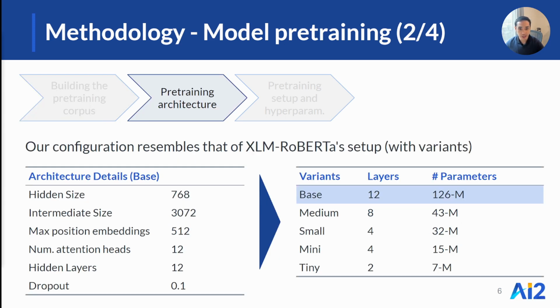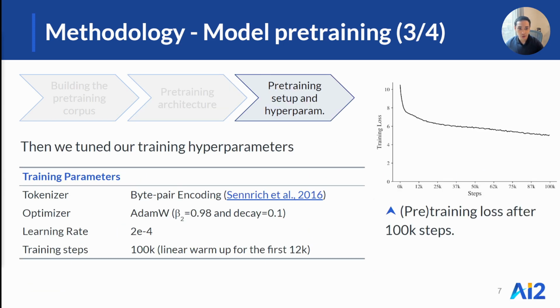For the pre-training architecture, our overall configuration resembles that of XLM-Roberta. We also took inspiration from the HmBERT paper and trained variants with different numbers of layers and parameters. We mostly use these smaller variants for testing or as a sanity check, but the final submission is based on the base variant of the model. And then for the pre-training proper, we use byte pair encoding as our tokenizer, and we trained the model for 100,000 steps with a linear warm-up for the first 12K steps.